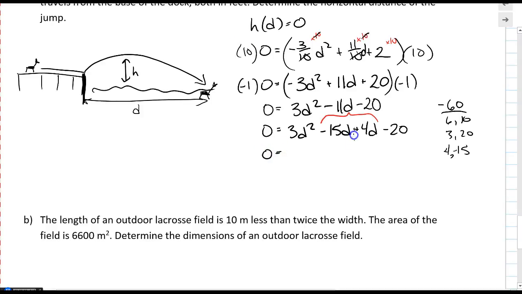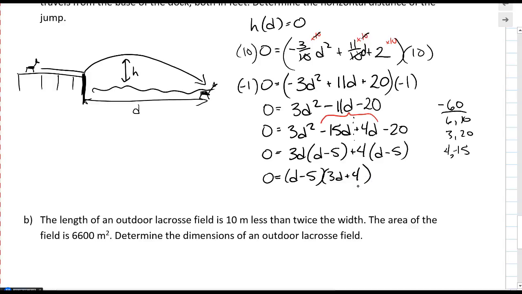Keep going. Imagine that this is divided. Factor something out of the first 2 terms. I can take out 3d, leaving me with d minus 5. Out of the second one, I can take out that 4, so it leaves me with d minus 5. Again, I know I'm doing this right because I ended up with the same binomial in the brackets. So I've got d minus 5, and when I factor that out, I'm left with 3d plus 4. Still not done.